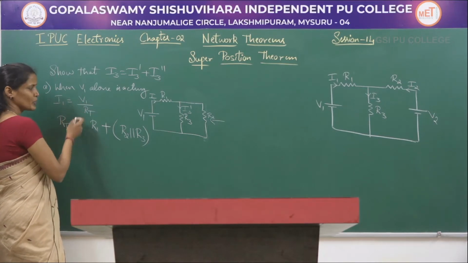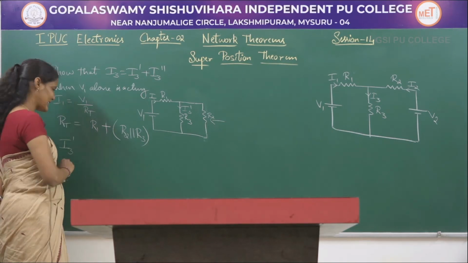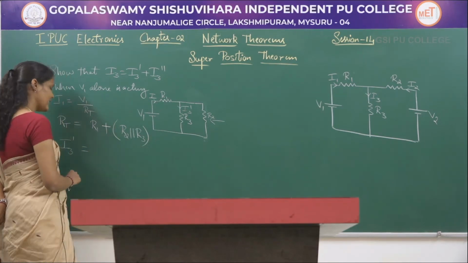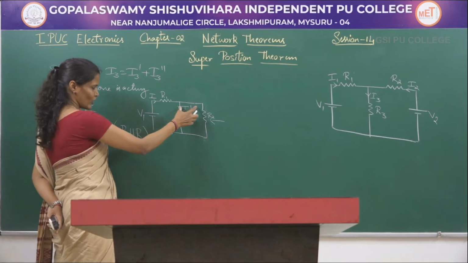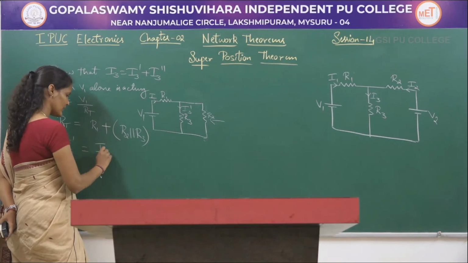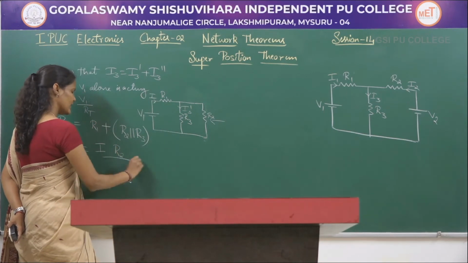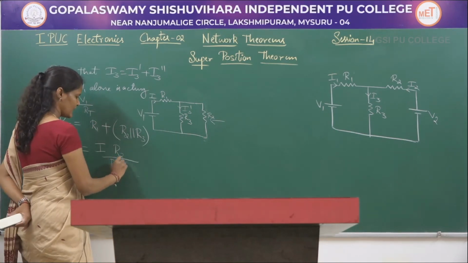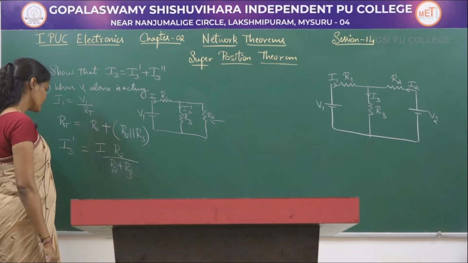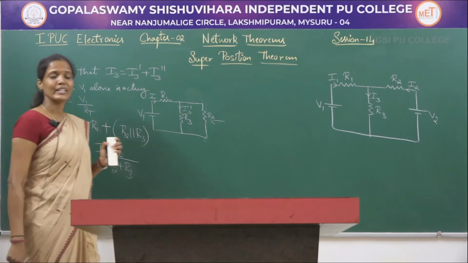Now I1 is equal to V1 divided by R total, we know. I3 dash, that is the current which is flowing through that resistor, you have to apply the current divider rule. According to the current divider rule, whenever you are going to measure the current flowing through any of the branch, that will be equal to the total current I into the other resistance, that is equal to R2 divided by R2 plus R3. This is R1, R2 plus R3.